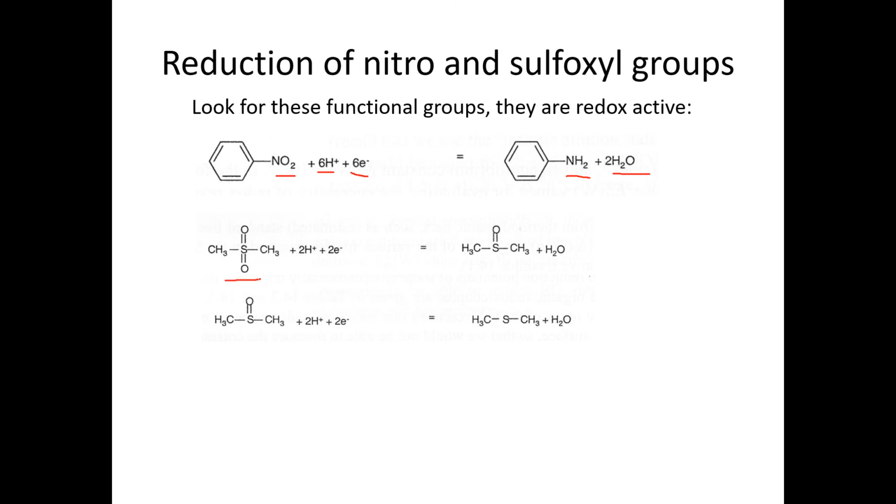Some of these sulfoxy groups also can get reduced down to more reduced sulfur species. So to determine whether a chemical can undergo this type of reduction, you just look for the nitro groups and the sulfoxy groups. And if you see them, you say, ha, this compound could undergo reduction of those functional groups.